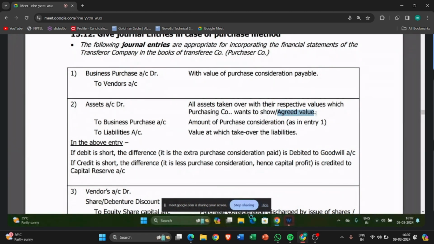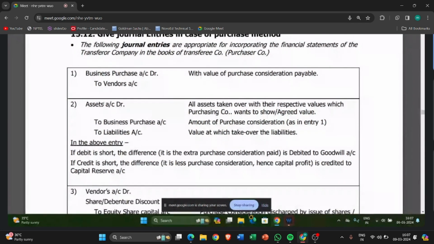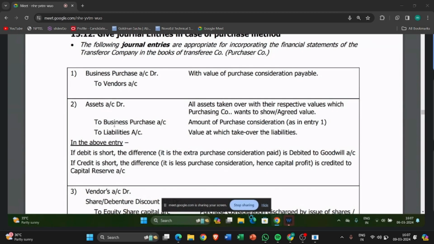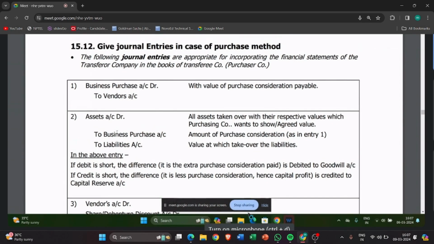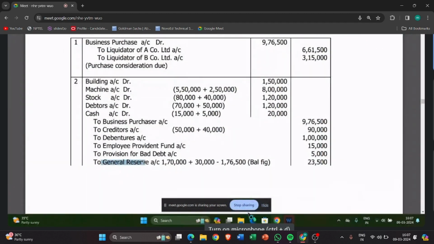So I've taken over your furniture, your machinery, your debtors. So those assets at their new values. So after the balance sheet, you will have the revalued values given. So at the revalued or the agreed values, I will record this entry. Assets account debit to liabilities also at the agreed values itself, and the difference is written to business purchased. Again, this debit will not be equal to the credit. There will be a difference.